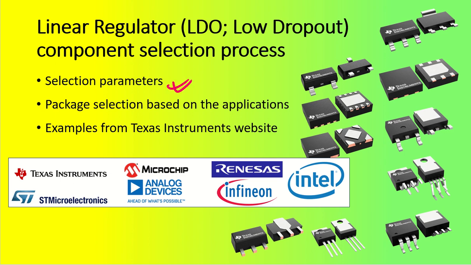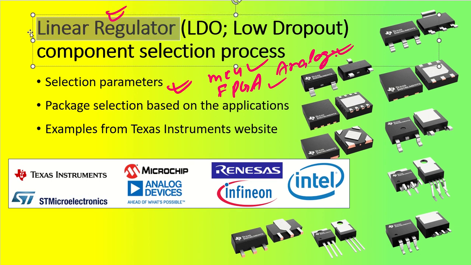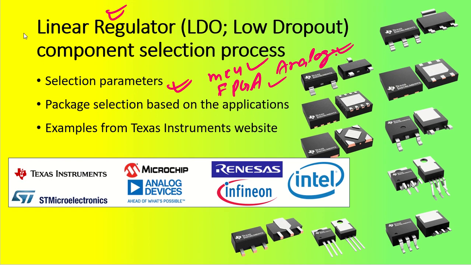what the different selection parameters are, and why we need linear regulators, whether it is microcontroller circuits or FPGA circuits or any other analog circuits. Microcontrollers, FPGAs or analog parts of your schematic designs, everybody requires power supplies, and those power supplies can be given by either switching regulators or linear regulators, but linear regulators are preferred because of very low noise. So these are the reasons we use linear regulators in different circuits.